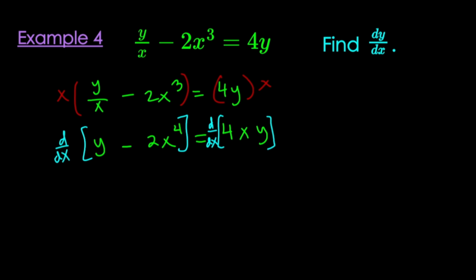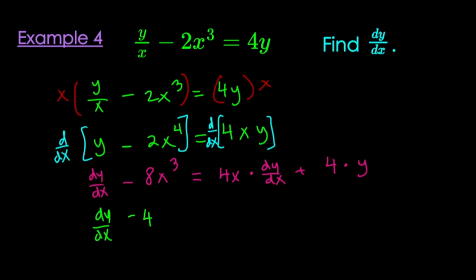The derivative of y with respect to x is dy dx. The derivative of 2x to the 4th with respect to x is 8x to the 3rd. And the derivative of 4xy with respect to x requires the product rule. So we can leave 4x alone and multiply by the derivative of y, which is dy dx. And then next time, take the derivative of 4x with respect to x, which is 4, and leave y alone. Grouping the terms that have dy dx together.